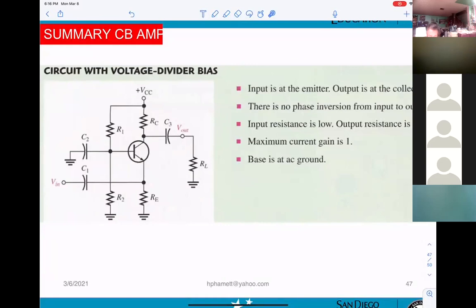So you can see common base or common collector have no voltage gain; it will be 1 or less than 1. And for common base, input and output are in the same phase. Only the common emitter can give you more gain. However, input and output will be inverted. If you want more gain, then you can use the common emitter.